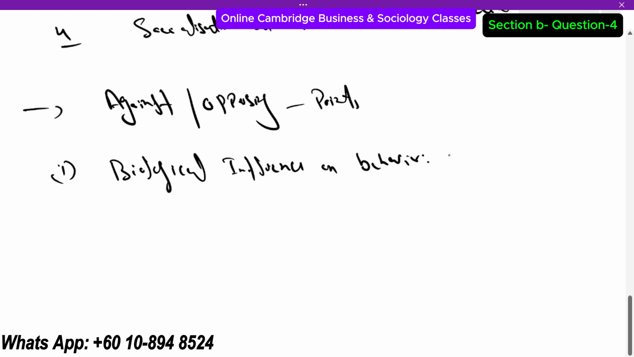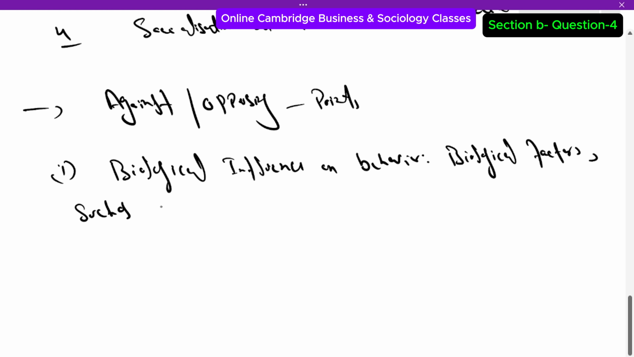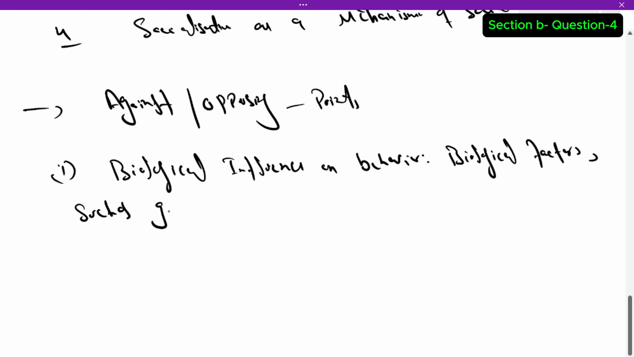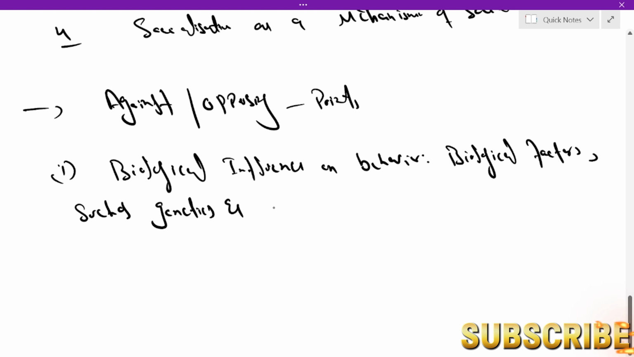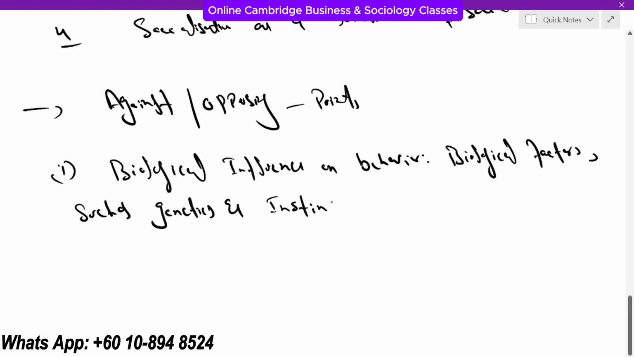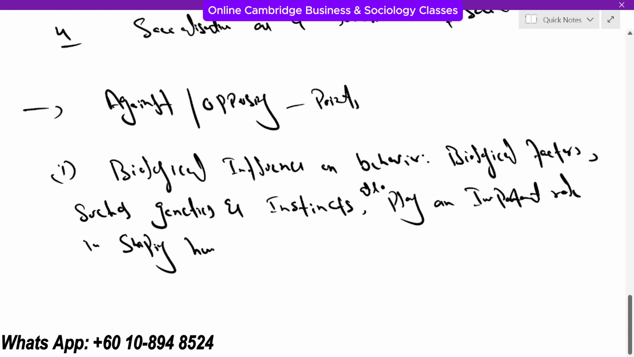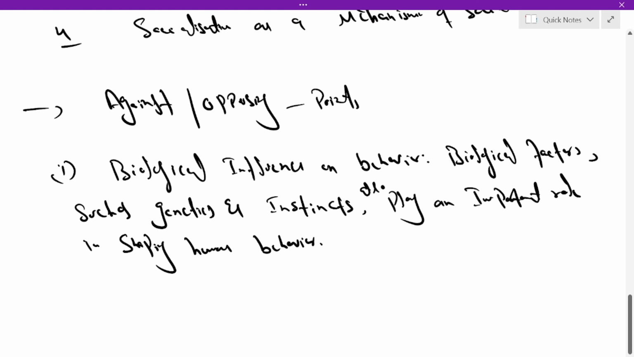Now, biological factors such as genetics and instincts. Genetics and instincts are the proper words that we read in our course. So instincts also play an important role in shaping human behavior.